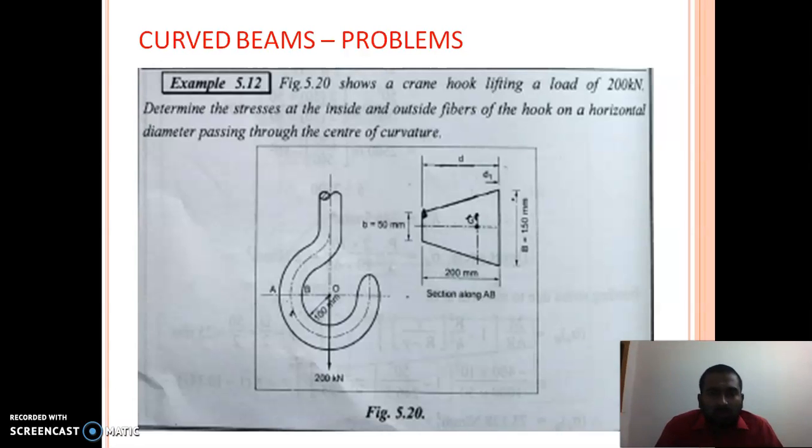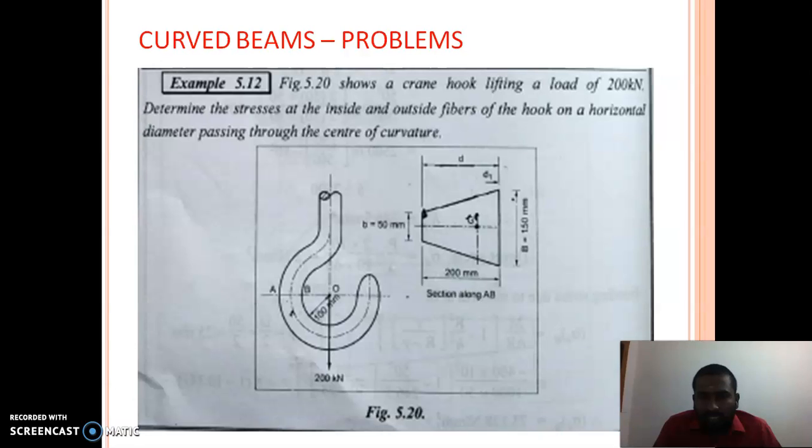Here in figure 5.20 shows a crane hook lifting a load of 200 kN. Determine the stresses at the inside and outside fibers of the hook on a horizontal diameter passing through the center of curvature. Here the cross section is given as trapezoid.